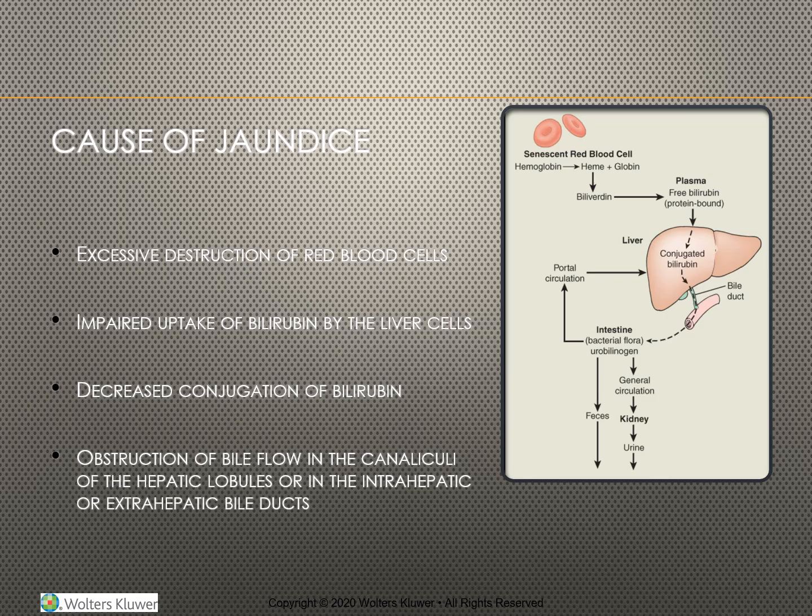And another cause of jaundice is obstruction of bile flow in the canaliculi of the hepatic lobes or in the intrahepatic or extrahepatic bile ducts. So maybe we're still creating bile normally in the liver, but if it is being blocked kind of right here through the bile duct and can't travel into the intestine, it can start to back up. And then we get an elevation of bilirubin in the liver and then back into the rest of the serum system. Okay.